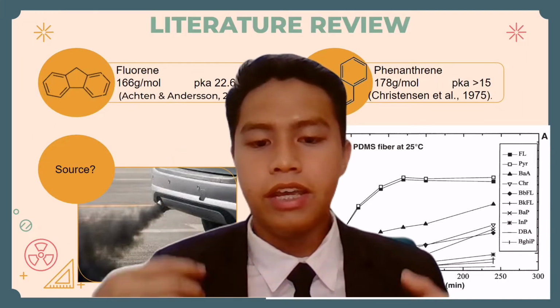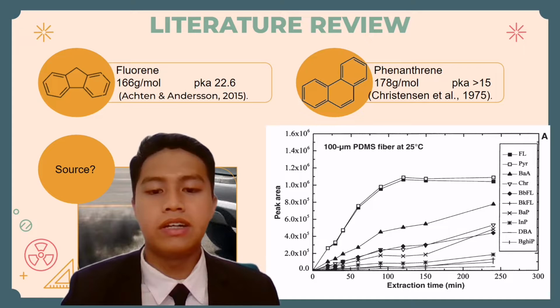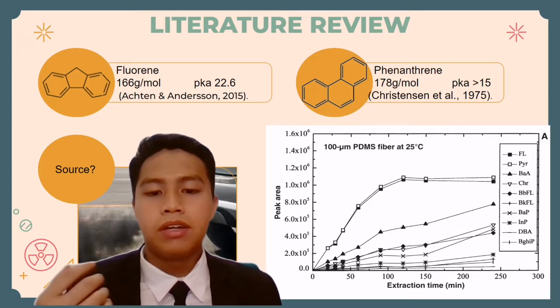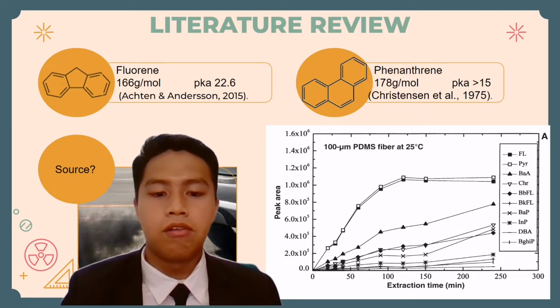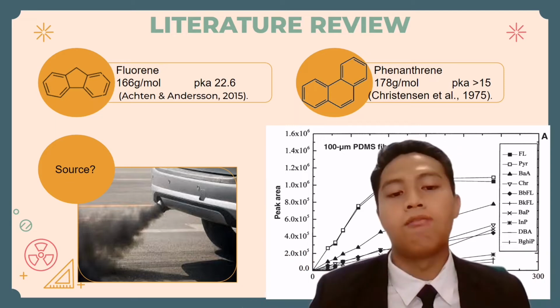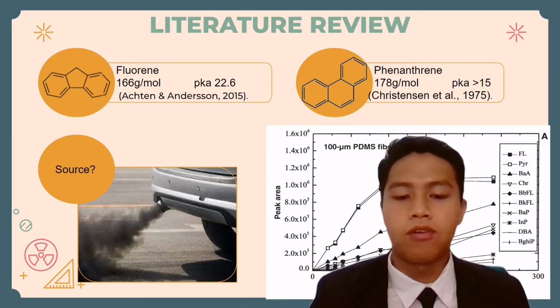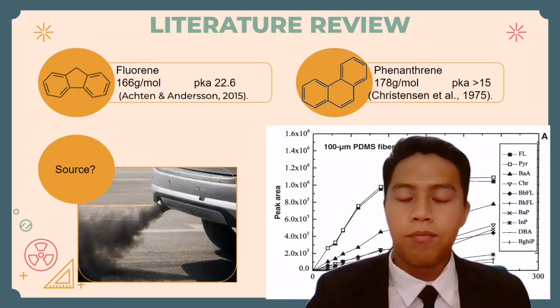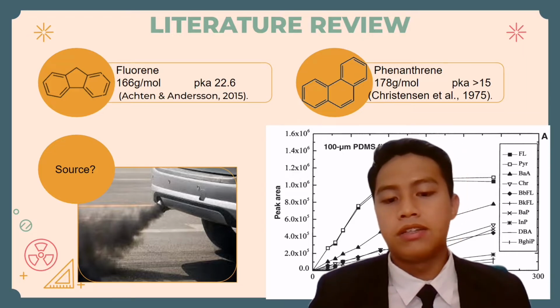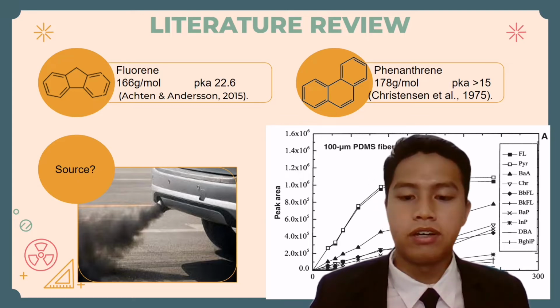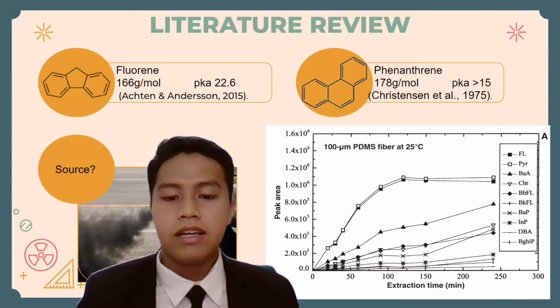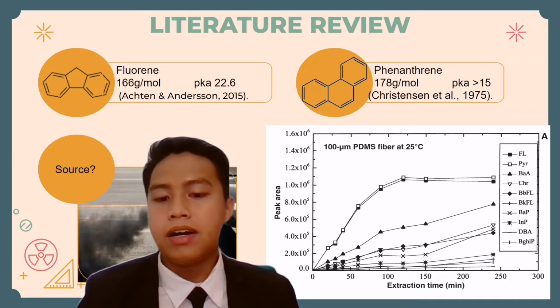And then, in my literature review, I have provided the structural chemical properties of my targeted PAH, which are fluorene and phenanthrene, and also the sources of PAH. Sources of PAH can be oil, fuels, coals, and the combustion of these things, such as in the picture here, the smoke produced from a car is a source of PAH, which will spread to the atmosphere.